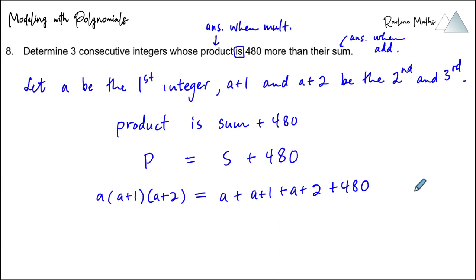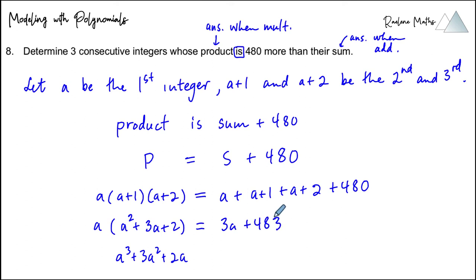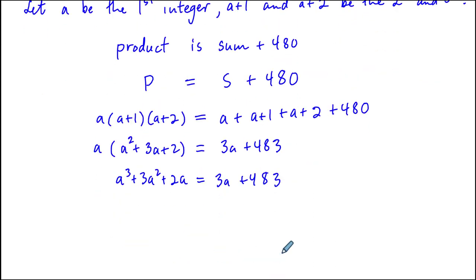So now we're going to solve this equation for a. So we can expand this by hand, and we'll leave the a outside at the end. Better to leave that and then multiply through, so you get a squared plus 3a plus 2 altogether, which is then going to give us a cubed plus 3a squared plus 2a. And on the right hand side we have 1, 2, 3 a's plus 3 plus 480, which is 483. And then we could subtract 3a and 483 to get everything on one side equal to 0. And so from here we get a cubed plus 3a squared minus a minus 483 equal to 0.